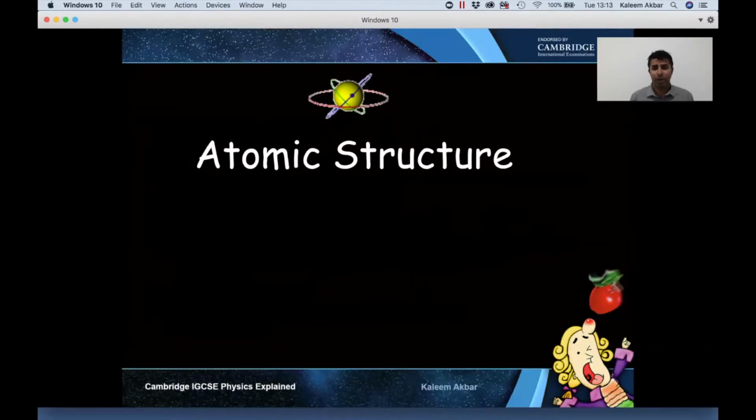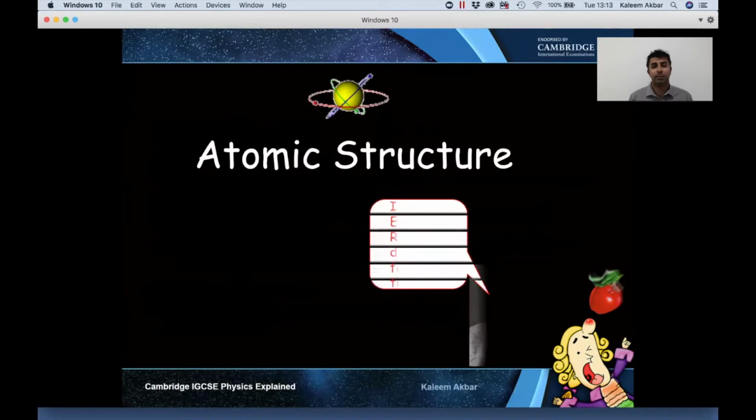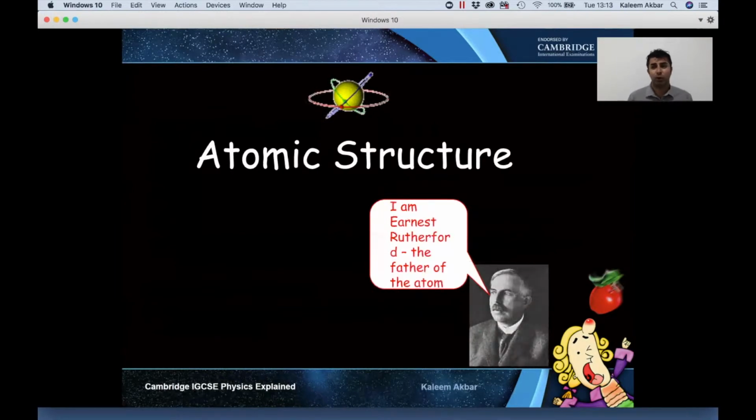Now, where did this idea come from? How did we know, or how do we know, that atoms are this way? Well, a very long time ago, a scientist called Ernest Rutherford was basically the discoverer of what the nuclear atom looked like. Well, actually, it was his students, but he took credit.